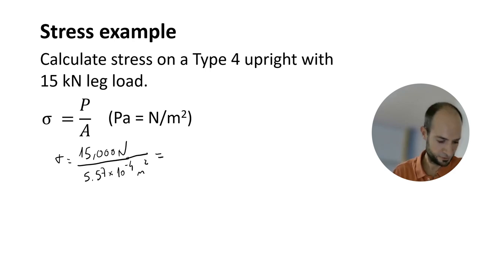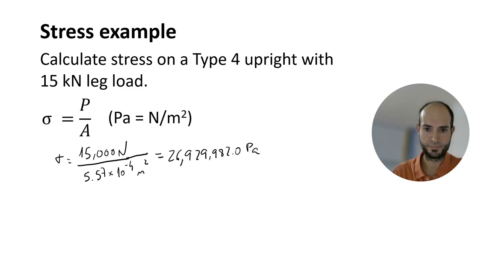And that's equal to a huge number. It's 26,929,982.0 pascals. Obviously, it doesn't make sense to work with such big numbers, so for scaffold design or structural engineering in general, we are going to work with megapascals. So we are going to divide by 1 million. So that's becoming 26.9 megapascals.